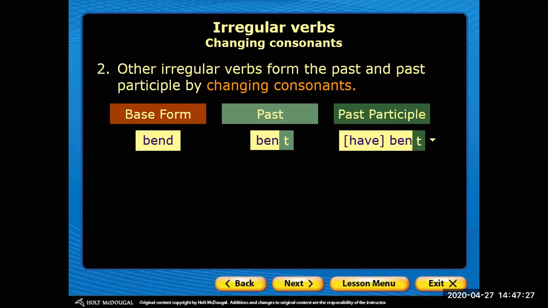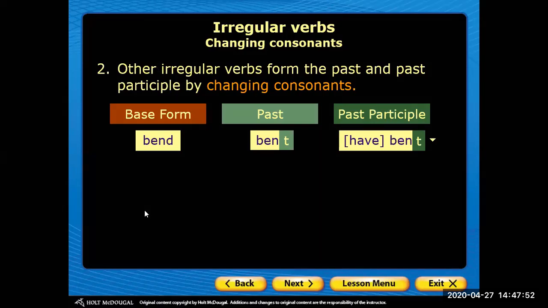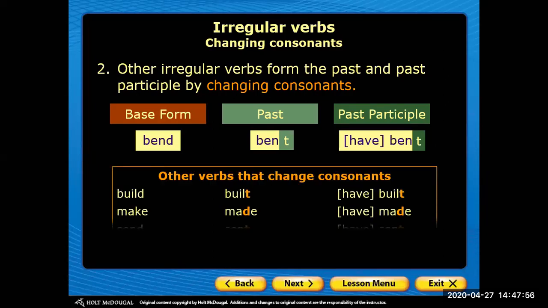All right, gentlemen? So like bend, what have we changed, Abdullah? Have we changed the middle vowel E or eh actually? Or we changed the consonant D? The consonant. What have we changed it into? Into T. Very good, into a T. Excellent, Abdullah.